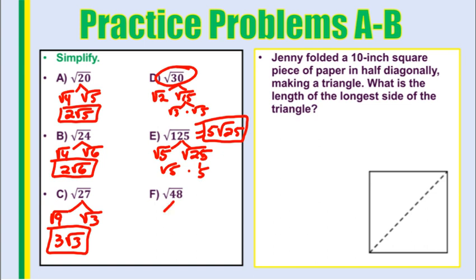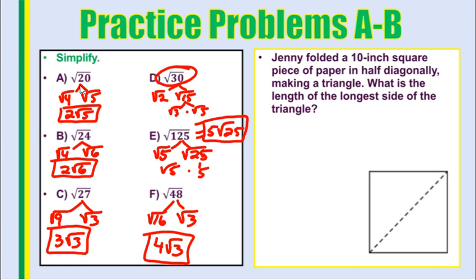Then the square root of 48, I know that's the square root of 16 times the square root of 3, because 16 times 3 is 48. Square root of 16 is a perfect square, that's 4, times the square root of 3. So breaking it down with perfect squares makes it a lot easier.